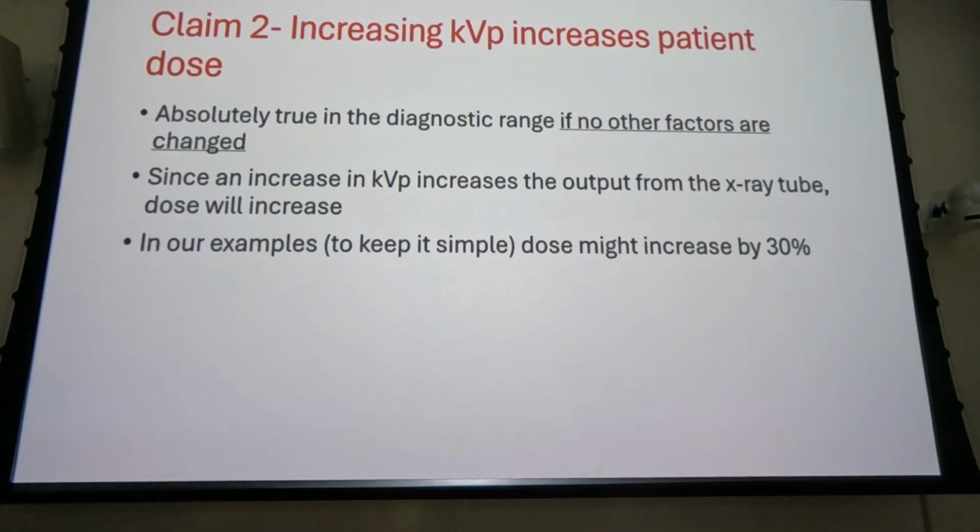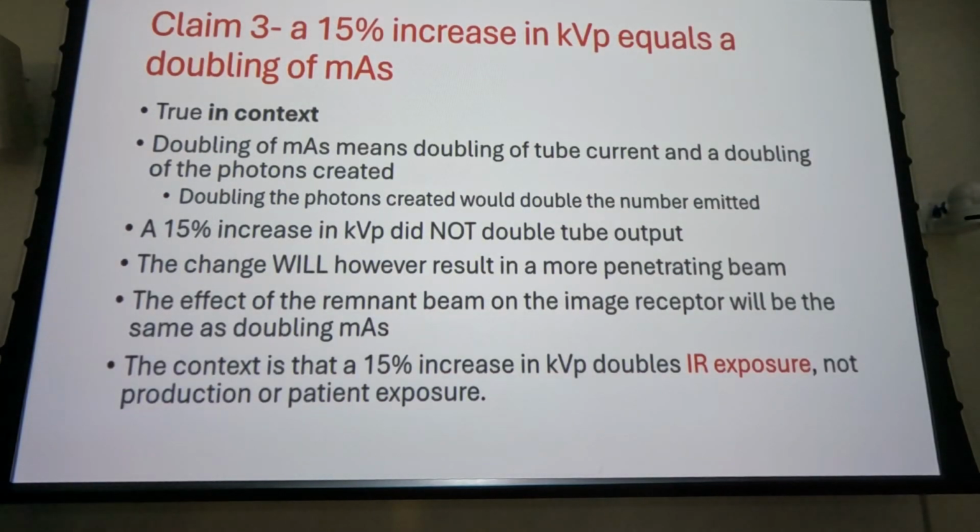All right, so since kVp increases the output from the X-ray tube, then patient dose is going to go up. So we're just going to keep the math simple here, and we're going to look at really kind of the statistics here in a bit. But just to keep it simple, we're going to say that if you increase your kVp by 15%, the patient dose goes up by 30%. It doesn't, but we're just going to say that just to make it simple. So a 15% change in kVp equals a doubling of mass, and that's true, but it's in context, right?